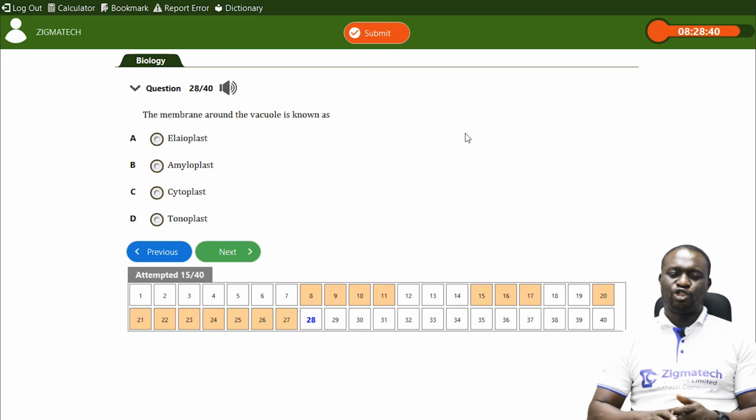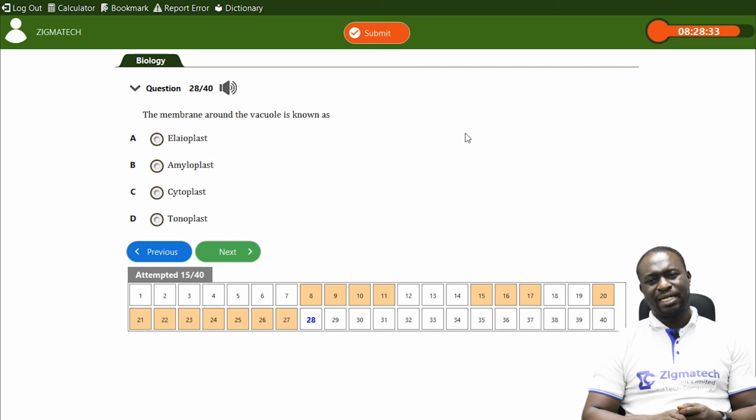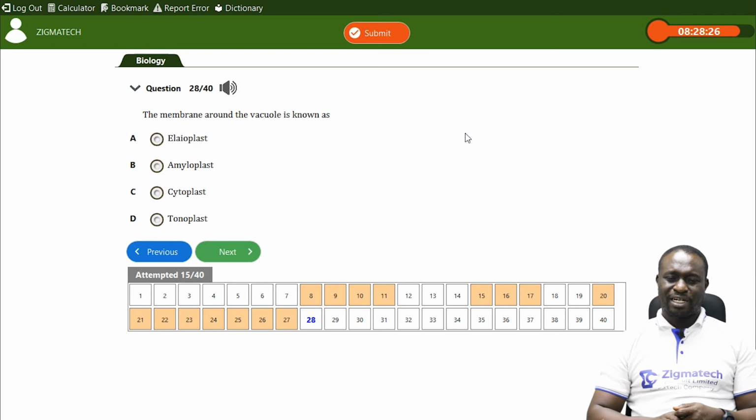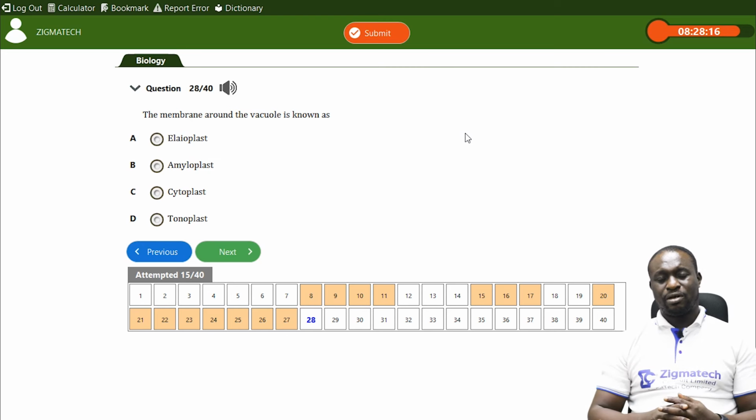Moving ahead, question 28. The membrane around the vacuoles. The vacuoles are found both in plants and animals. The vacuoles in animals are usually small. In some animals, they are called contractile vacuoles, and they carry out the function of osmoregulation. In plants, it is usually large and centrally placed, and it is filled with cell sap. It also helps in the transportation of essential materials in the cells of plants.